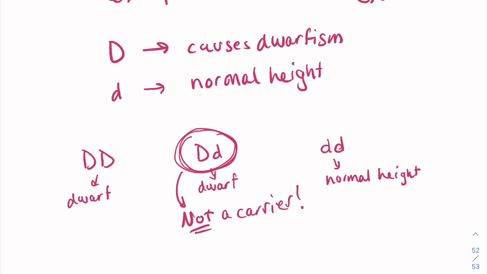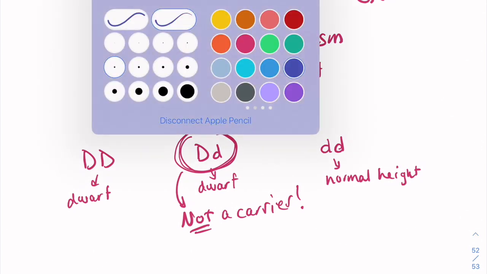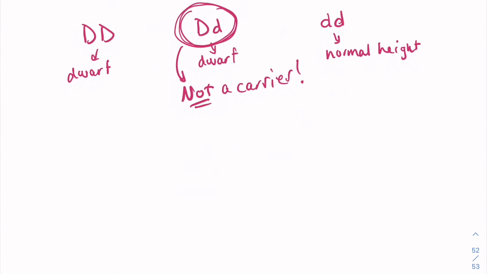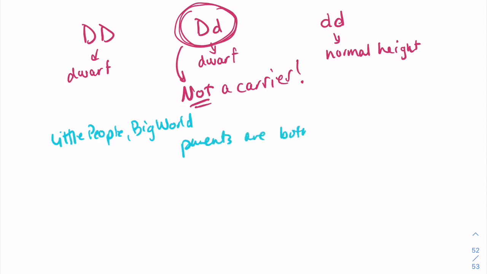So let's take a look at this. Let's see. What the heck was the name of that other TV show? Little People, Big World. Let's change the color here. Let's go with this. Little People, Big World, I think it is. And isn't it where the parents are both dwarves? They both have dwarfism.